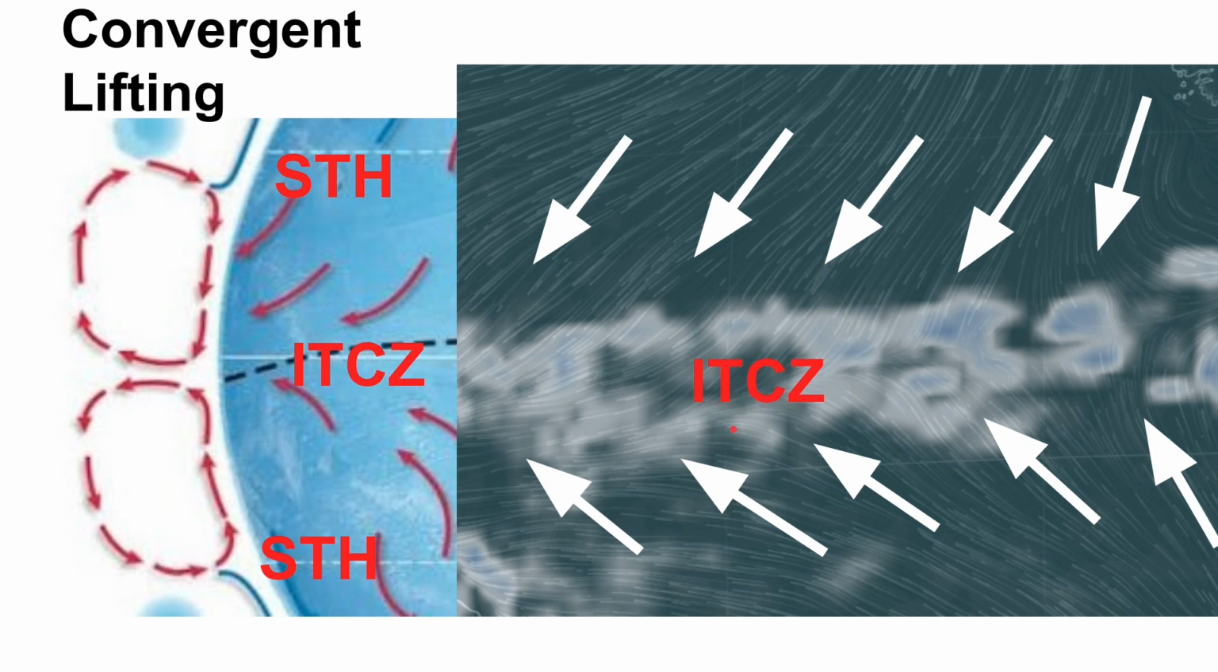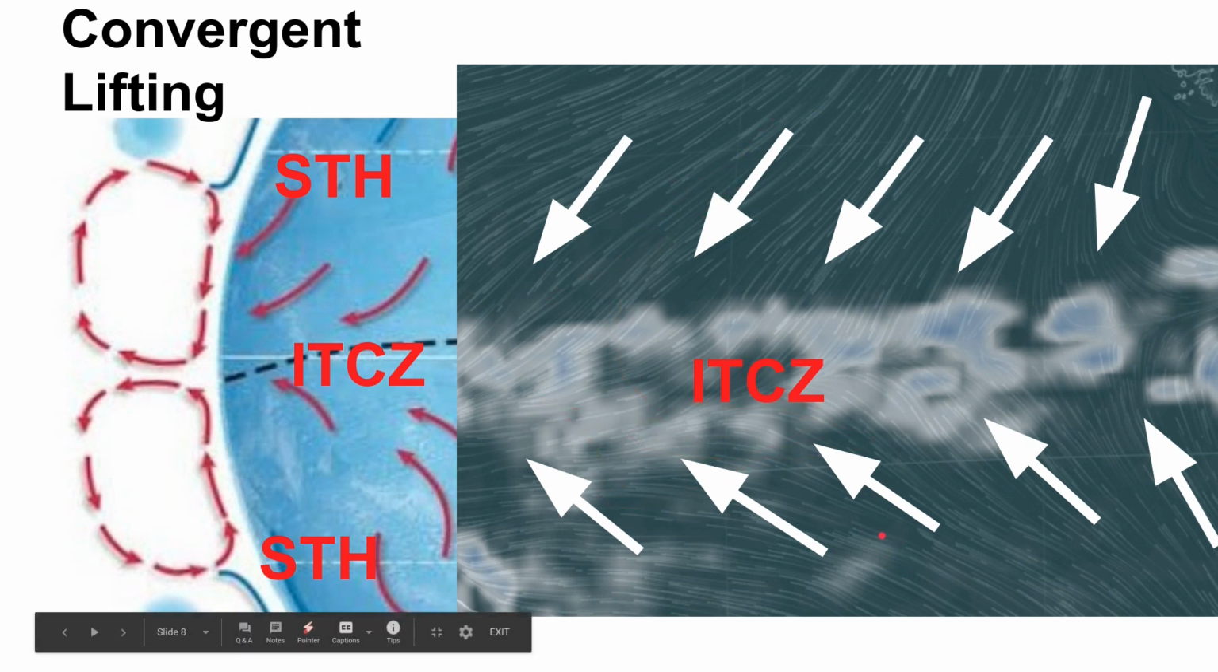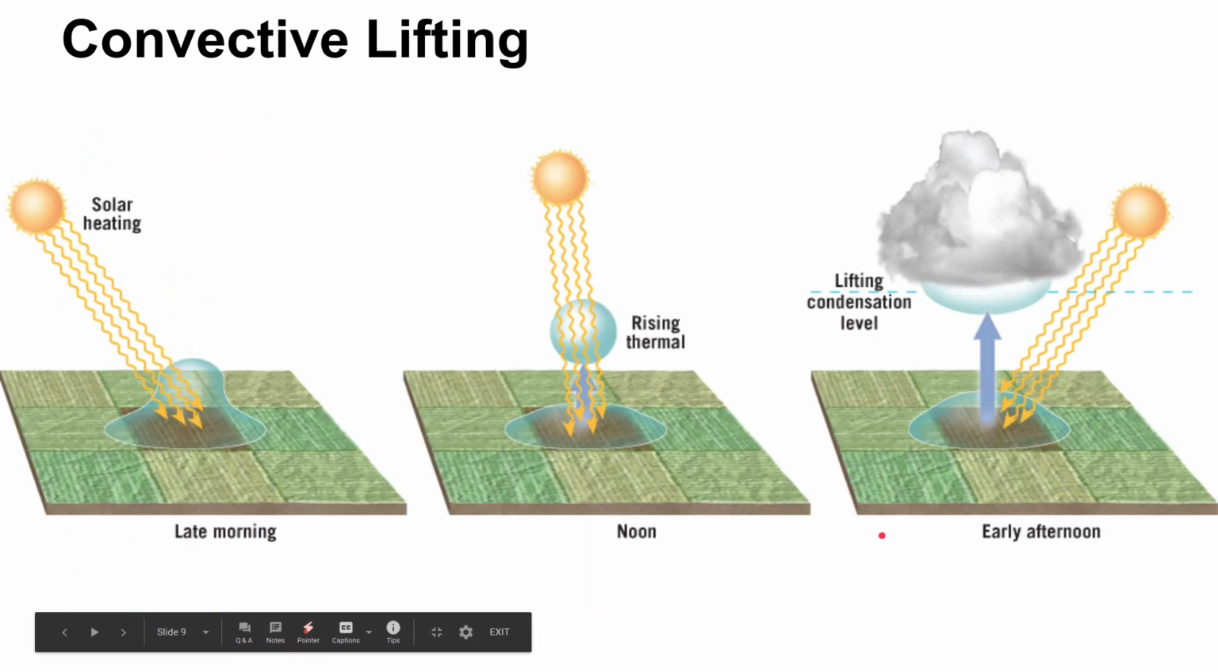It's the intertropical convergence zone. It's the zone of convergence between the northeast trades and the southeast trades along the ITCZ. So convective lifting, it's pretty simple.